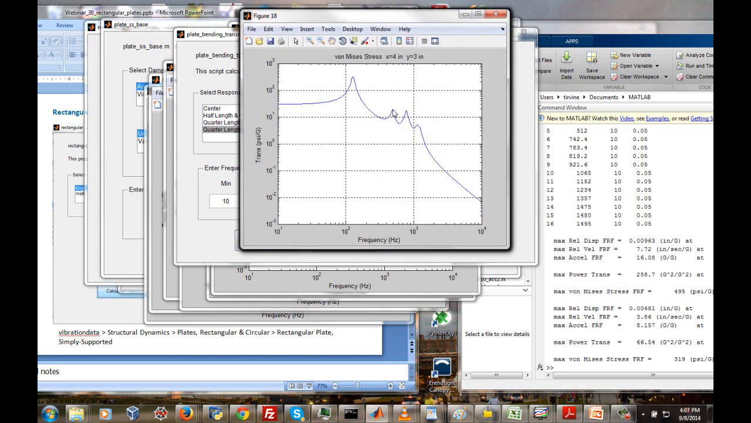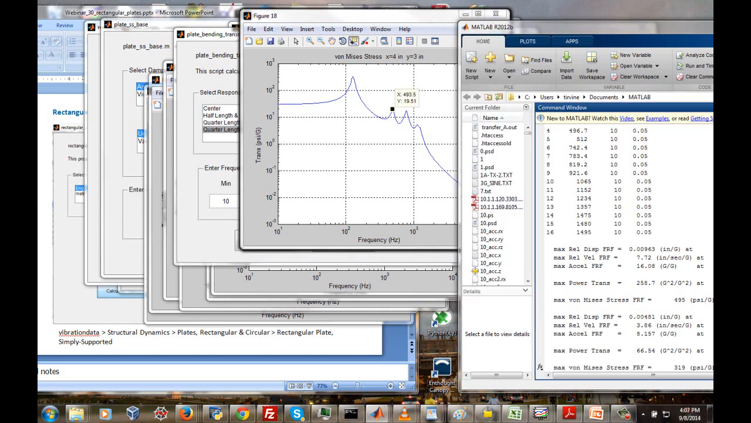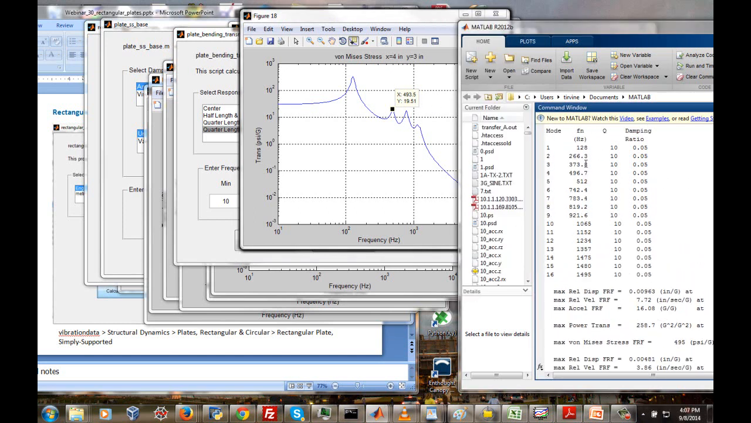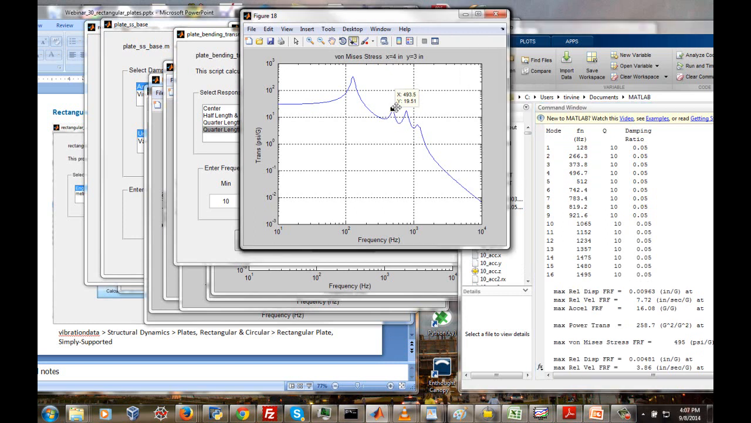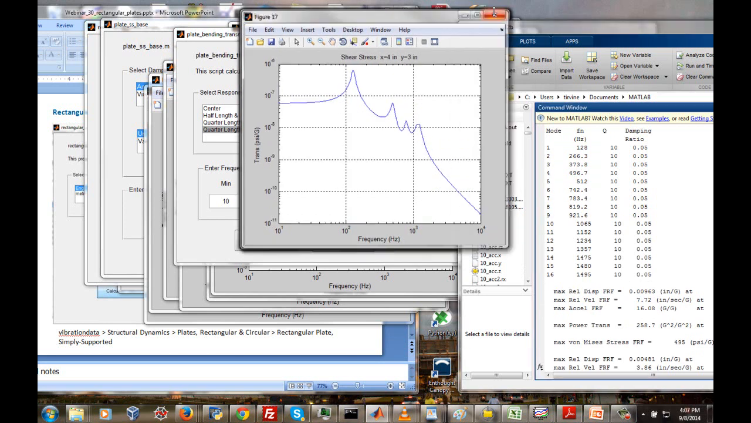So if we go to the quarter length and quarter width, we do see the 493 mode appearing, and it's listed nominally as 496.7, but due to the effect of damping, there's a slight decrease in the actual modal frequency. And actually, I want to go back to the center location.